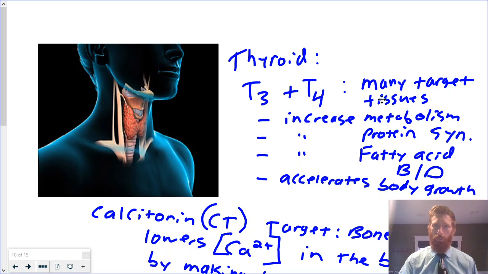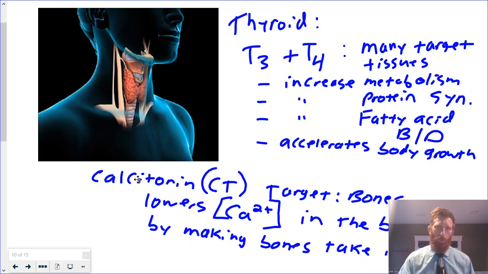They have many target tissues. Basically, they increase metabolism. They increase protein synthesis because proteins are the workers, they're the enzymes. Our bodies need them to break down food and to get the energy from the food and to build stuff up. They increase fatty acid breakdown. Fatty acids are another source of energy for us, and it accelerates body growth.